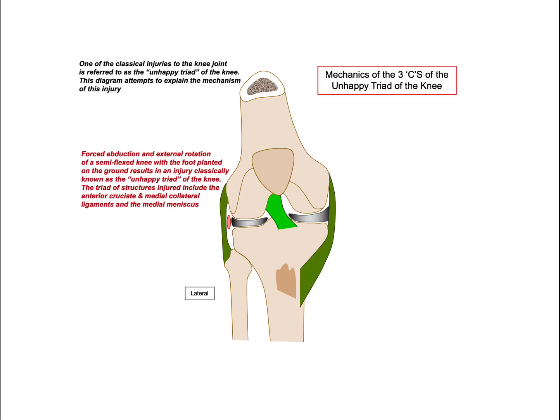Just consider that situation: forced abduction and external rotation of the semiflexed knee with the foot planted on the ground. It results in an injury classically known as the unhappy triad of the knee. The triad of structures injured include the anterior cruciate ligament, the medial collateral ligament, and the medial meniscus. So all together, collectively, the term used is unhappy triad.